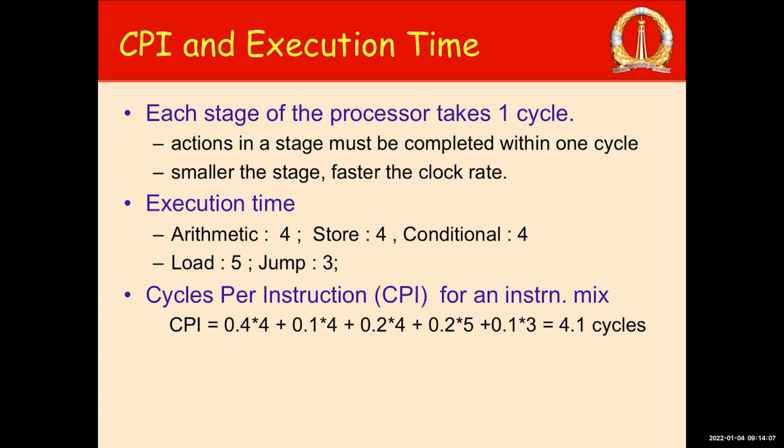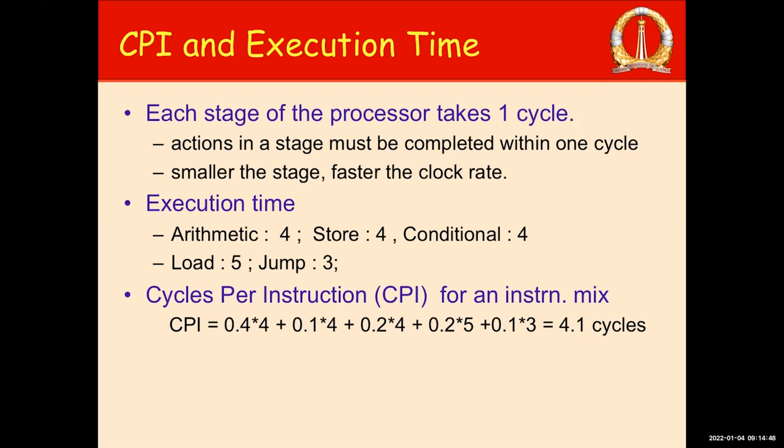Then if my program contains, let's say, 40% of the instructions are arithmetic instructions, right? 10% of the instructions are store instructions, 20% of the instructions are conditional branch instructions and so on, then I can take the weighted average of the time it takes for each of these instructions, and that gives me my cycles per instruction. That means that in a program which has this mix of instructions, it will take on an average 4.1 cycles to execute each one of those instructions.